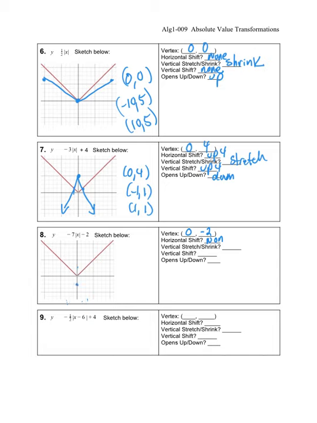0, -2. And then it's going to be narrow because it's -7 and it's opening down. So horizontal shift, none. Vertical shrink, stretch, it's definitely more narrow, so it's a stretch. And then vertical, it went down 2, and it opened down.